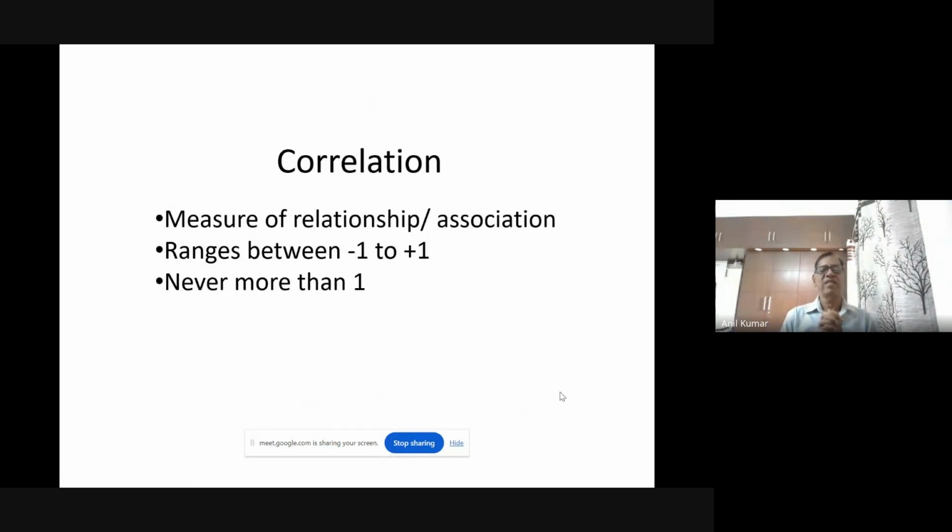Then another very important part of descriptive statistics, also in our day-to-day use, is correlation. Many times in data analysis we think, let's apply correlation. Correlation means, again I would repeat it, measures of relationship or measures of association. And it varies from -1 to +1. Minus value is also there, plus value is also there. You all know very well. And a correlation coefficient can never be more than 1. So it is defined in terms of values not more than 1 only.